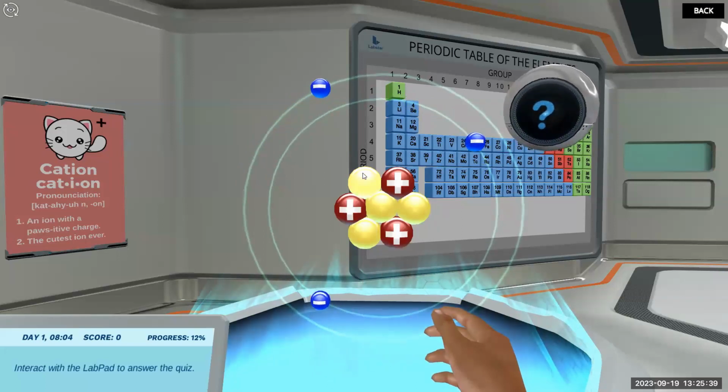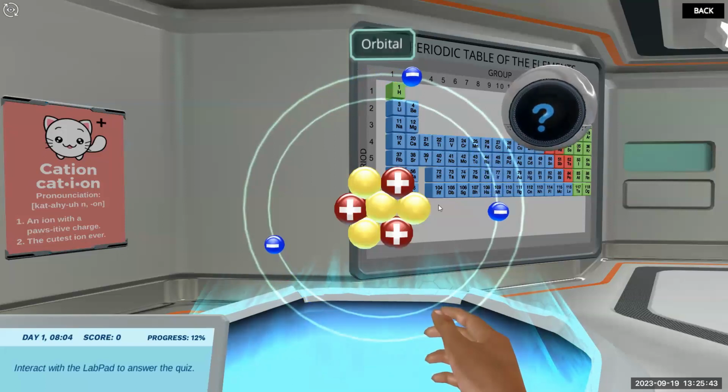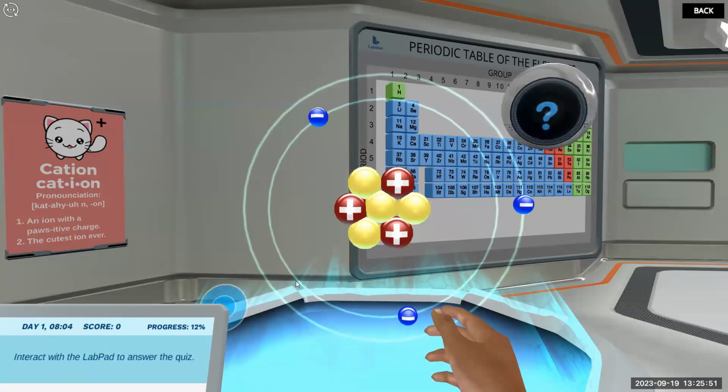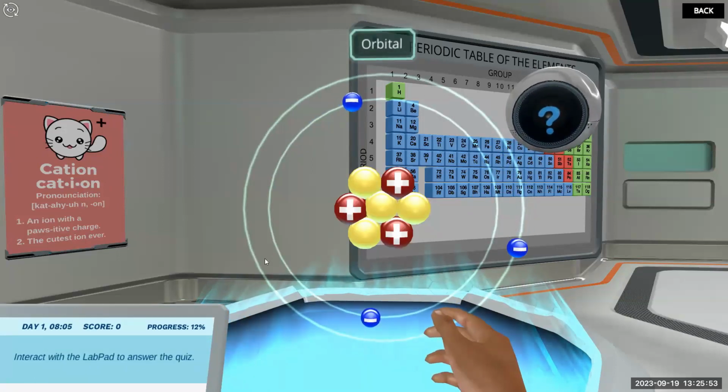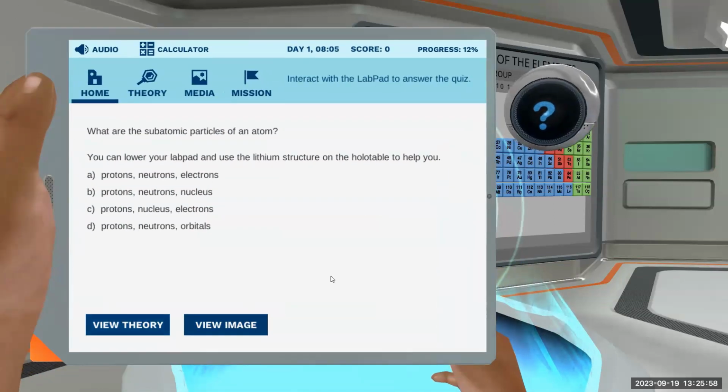So one way to also memorize neutrons is it's kind of similar to nucleus, and we all know nucleus is found in the center of a cell, and neutrons are more or less the same. So a little tidbit to help you memorize. But let's get on to the question.